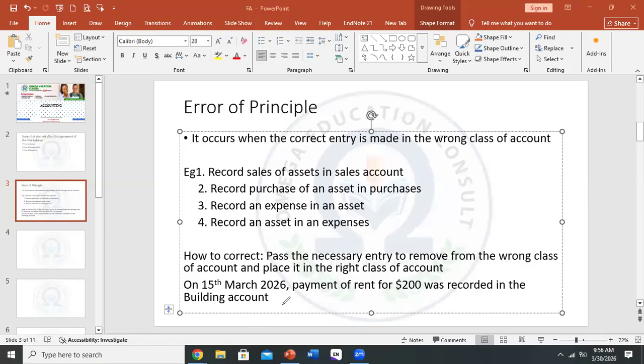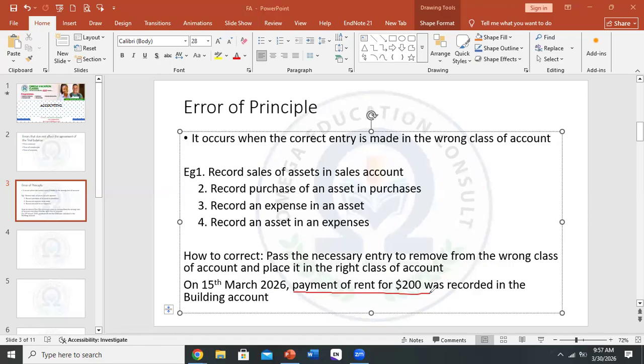So your first analysis should be: what transaction is this? And we can all agree that it is payment of rent. So then you now visit your double entry principle. When you pay rent, what are the entries that you are supposed to pass correctly? And I believe you can all agree that when you pay rent, you debit rent and you credit your cash.